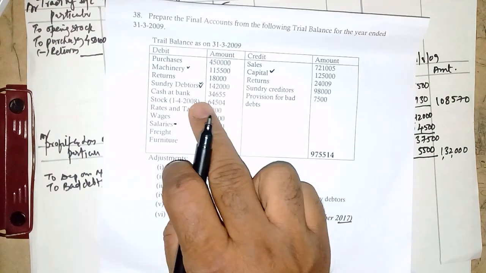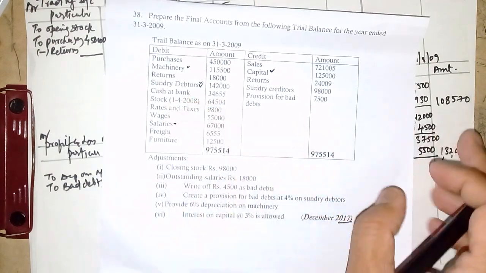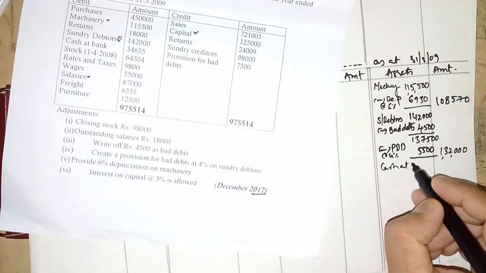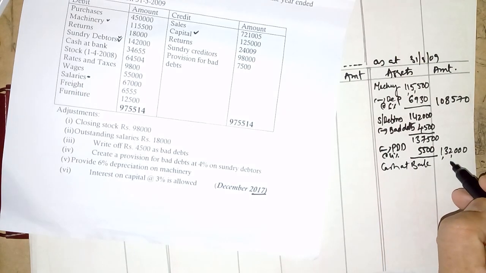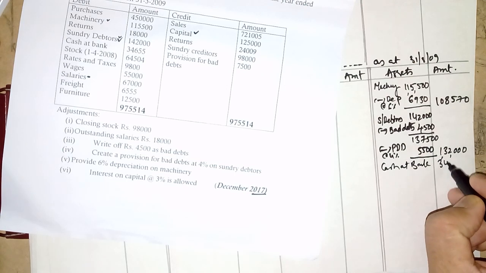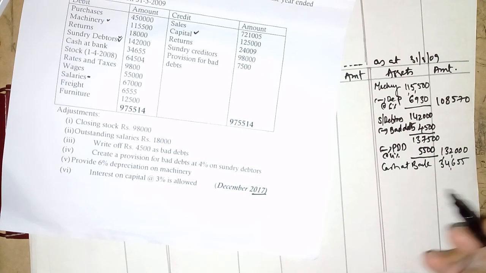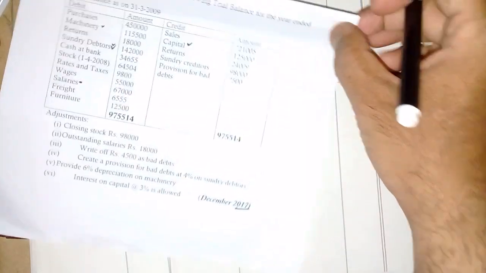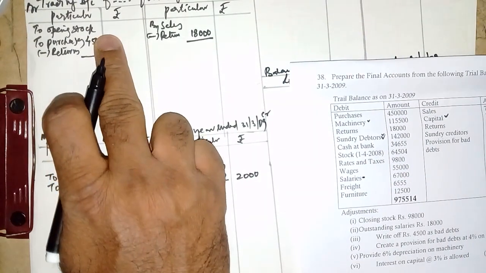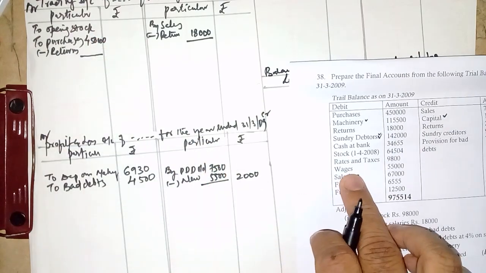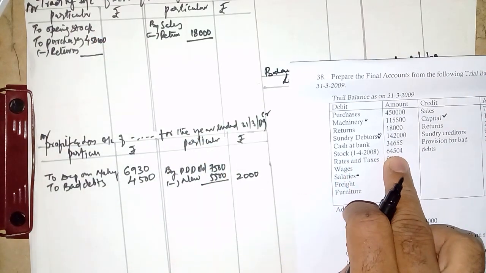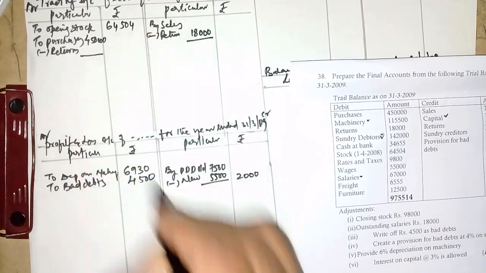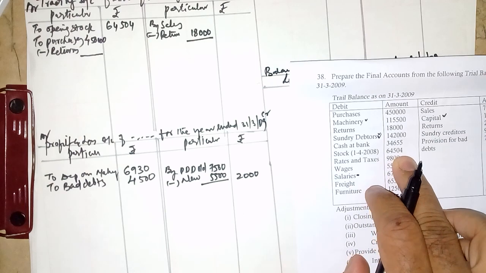Next, debtors is done. Then cash at bank. Cash at bank is straight away an asset, so we write cash at bank on the asset side, 34,655. Opening stock is given. Already we have written the opening stock here. The same place we will write down the amount, that is 64,504, the opening stock, right?